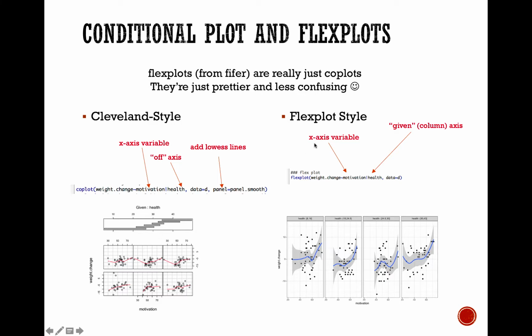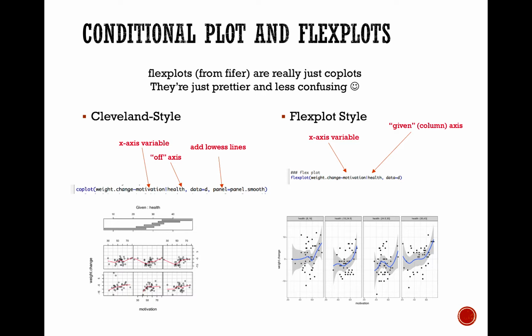Now a FLEXPLOT again is basically just a coplot, except I think it looks prettier. And so the notation is exactly the same. We're saying, all right, weight dot change tilde motivation given health. And so what it will do is look at the relationship between weight change and motivation by binning health. Now one difference between FLEXPLOTs and Cleveland style plots is he has overlap between his bins and I don't in mine. And that is strictly because I haven't figured out a good way of doing that. There's probably a way to do it, but I just haven't figured it out.